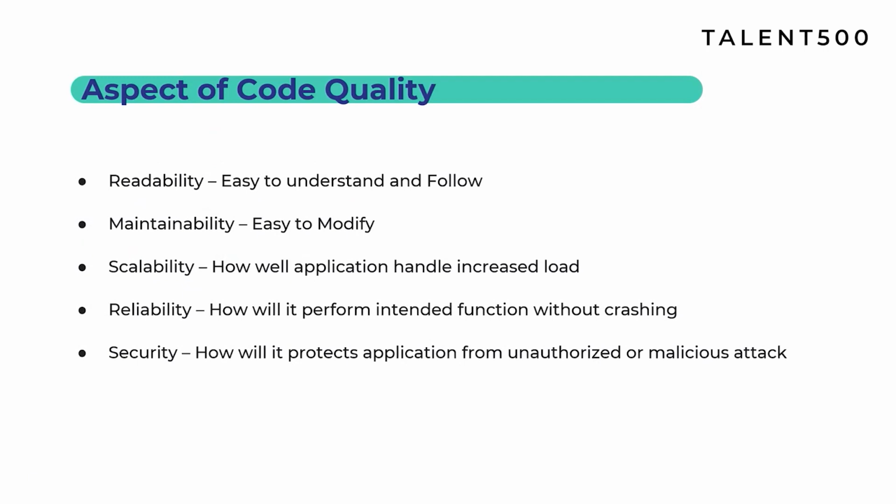Okay, so these are some of the aspects of code quality. The code has to be readable. It should be maintainable. It should be easier to scale. Reliable. Yes, it should perform the intended function it is supposed to without crashing, and it has to be secure.